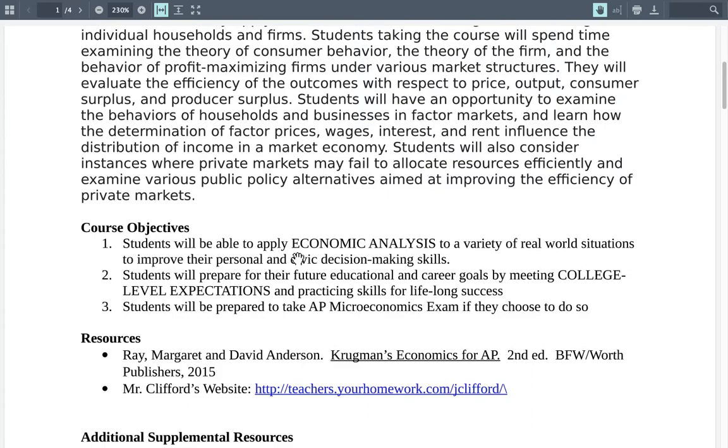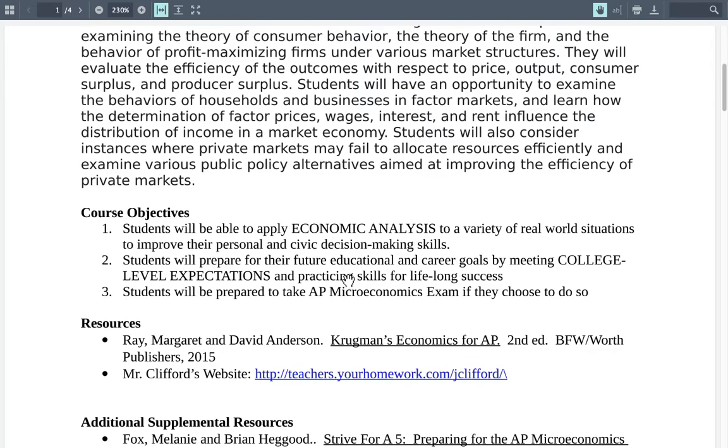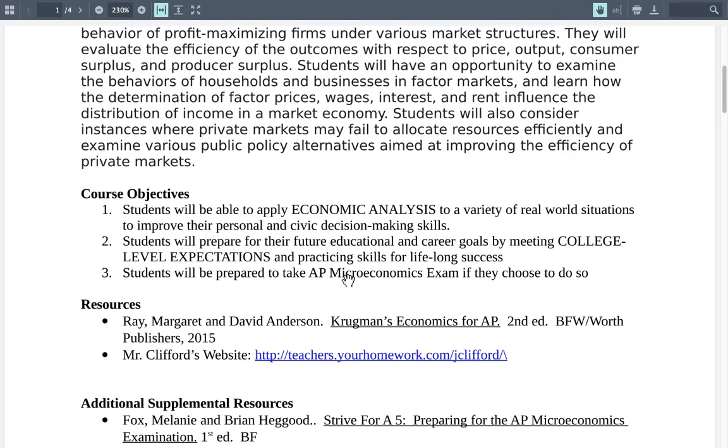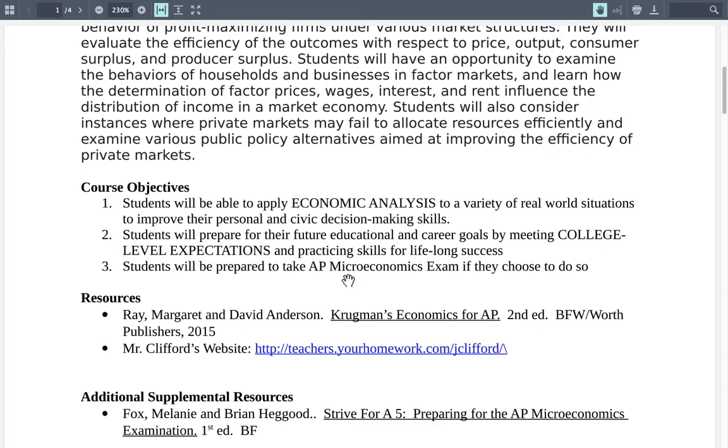Some real life stuff for them. They should be able to apply economic analysis to all their decision making applications. Therefore, they should be able to look at marginal benefits versus marginal costs and make the best decision possible for them. The whole goal of this class is to prepare them for the AP Microeconomics exam if they choose to do so, which we do, in fact, hope that they do choose.